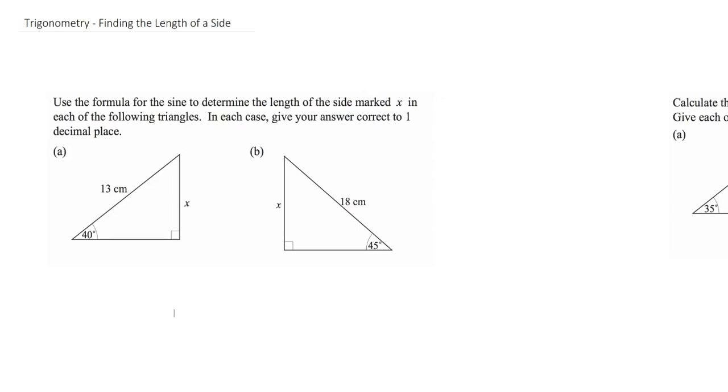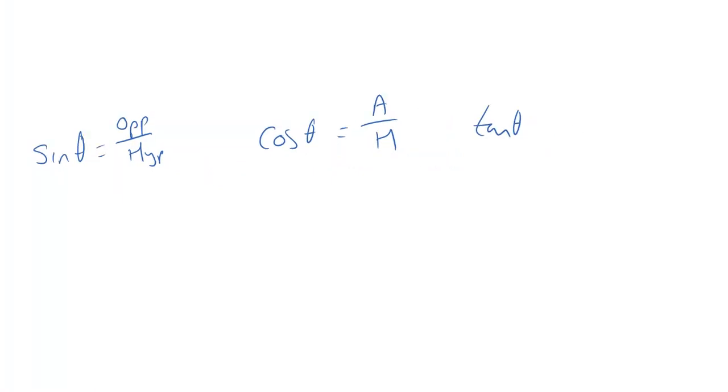So in this video, we're going to take a look at how to find the length of a side of a right angle triangle using trigonometry. Now, in the previous video, we were introduced to some relationships, and they were as follows. The sine of an angle is equal to the opposite over the hypotenuse. The cosine of an angle is the adjacent over the hypotenuse, and the tangent of an angle is going to be the opposite over adjacent.